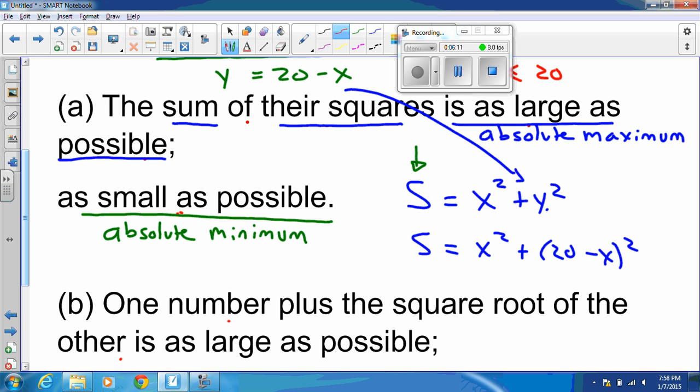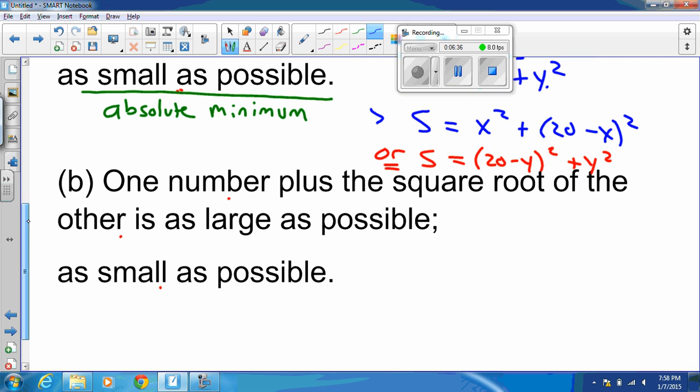By the way, if I substituted for x instead, then I would have gotten this result. I would have gotten s is equal to (20 minus y) squared plus y squared. Both of these equations can be used to solve the problem. I'm going to choose the one in blue.